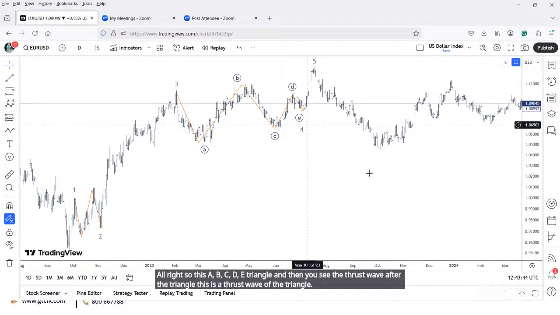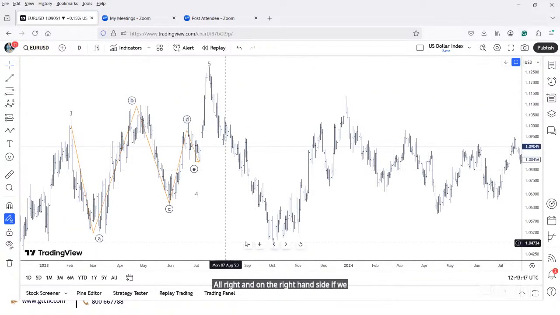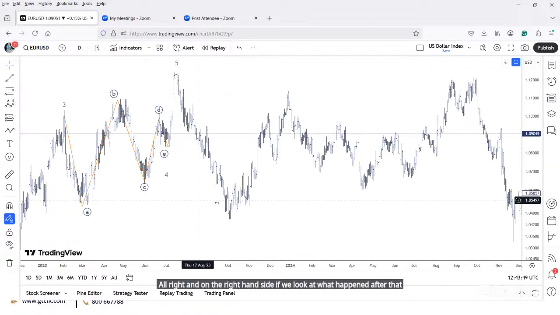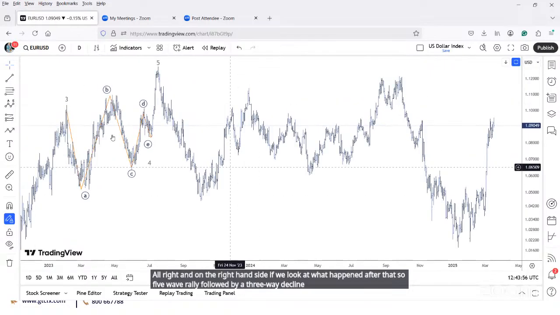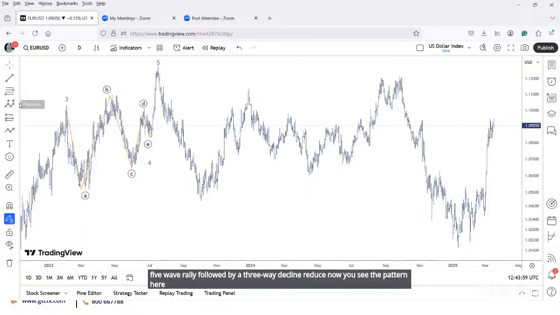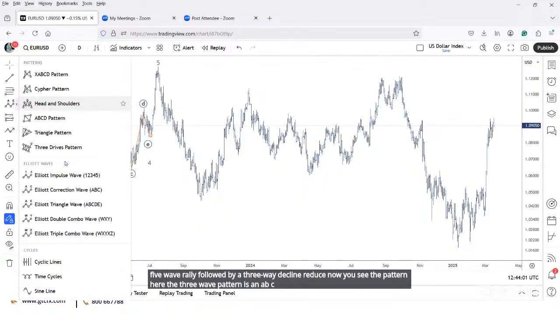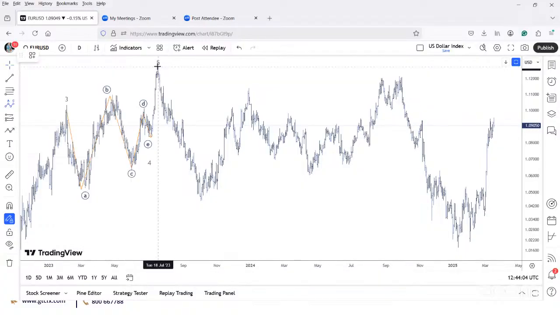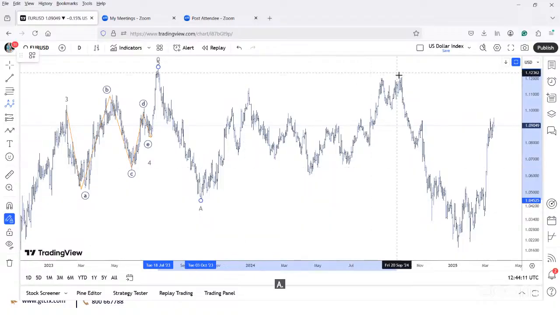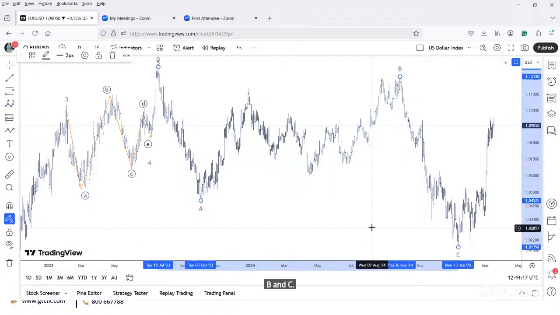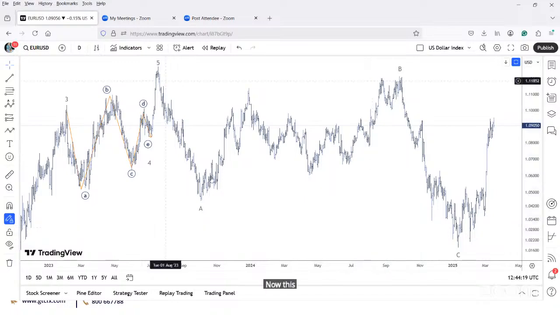All right. And on the right hand side, if we look at what happened after that, a five wave rally followed by a three wave decline. Did you see? Now you see the pattern here. The three wave pattern is an ABC. A, B, and C. Now this is a 3, 3, and 5. So which is the pattern here? It's a flat pattern.